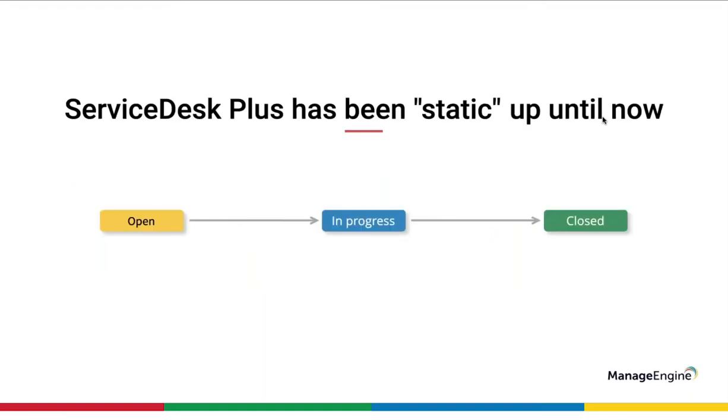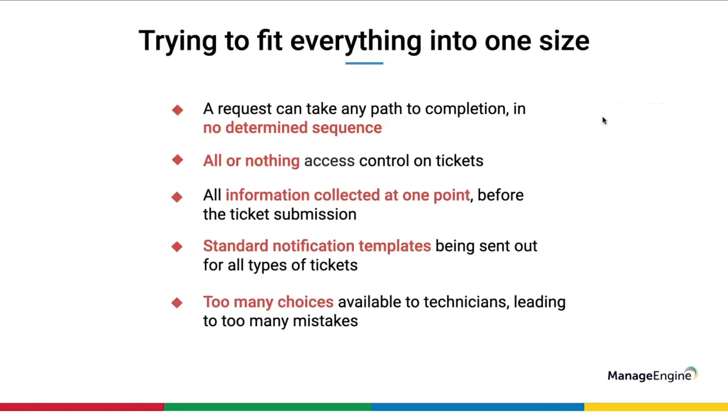So Service Desk Plus has been static up until now. Until now, we did not have request lifecycle, and it has been a static process. All right. So we tried fitting everything into one size. That is a mistake on our part as well. So we rectified it now, but let us take a look at the problems. A request can take any path to completion in no determined sequence. That was what we had previously.